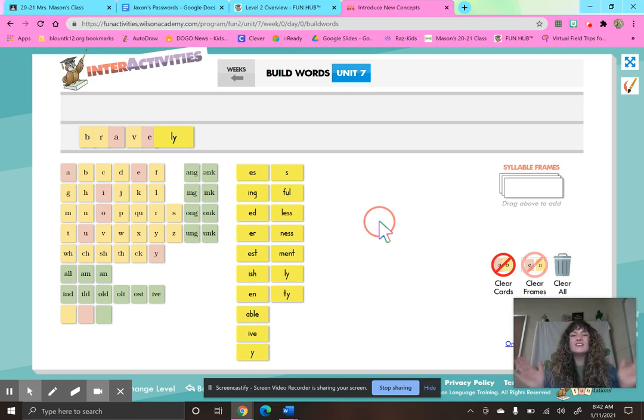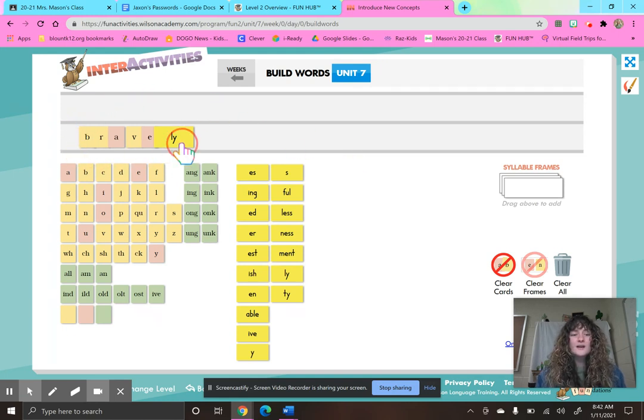Bravely, bravely. It is 2 syllables. But what I want us to look at is the type of syllables and what else is in this word. So looking at the word bravely, what is our base word in the word bravely? Brave is our base word. Looking at the word brave, what kind of syllable is it? Is it an open syllable, a closed syllable, or a vowel consonant E syllable?